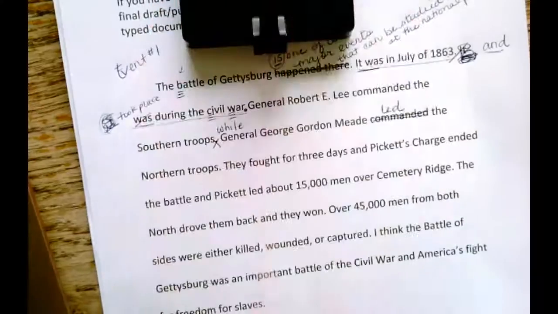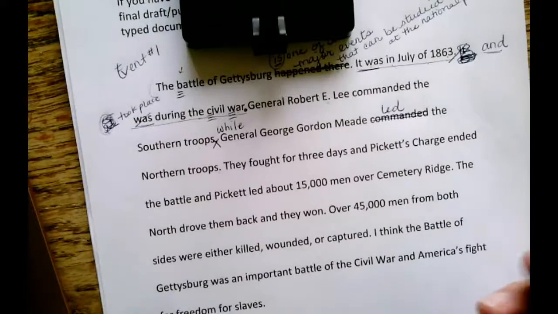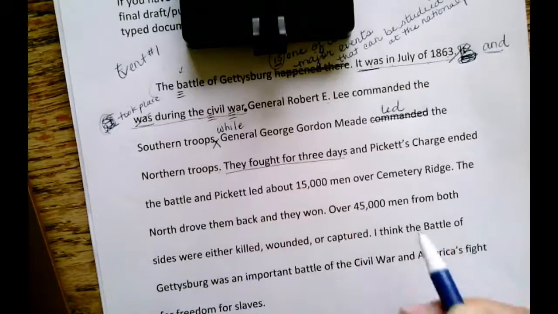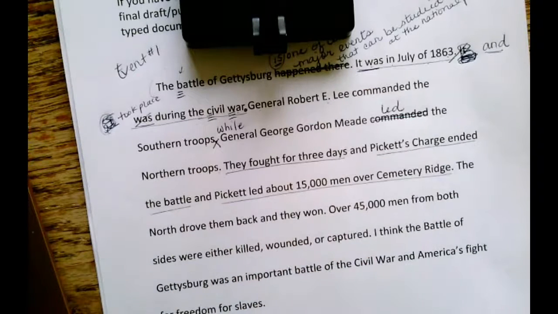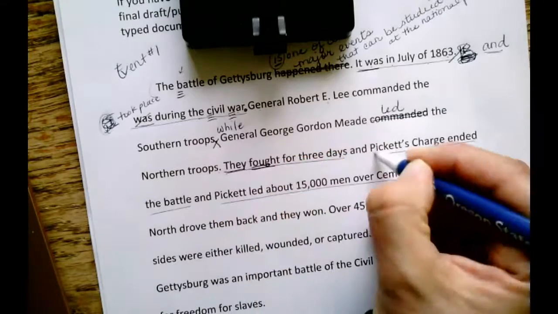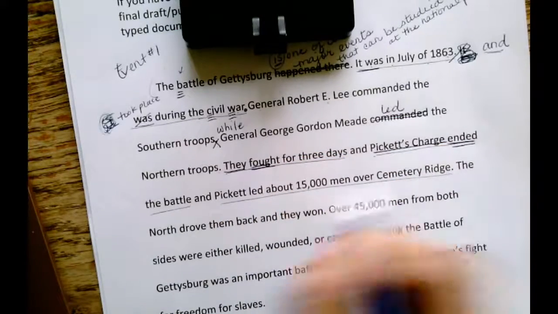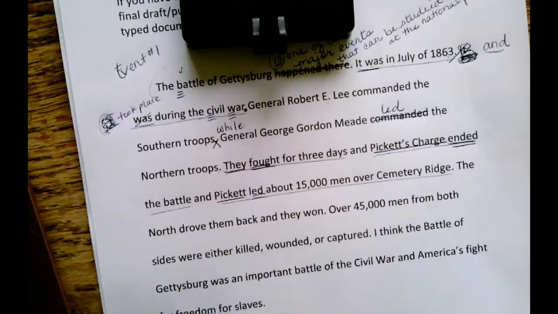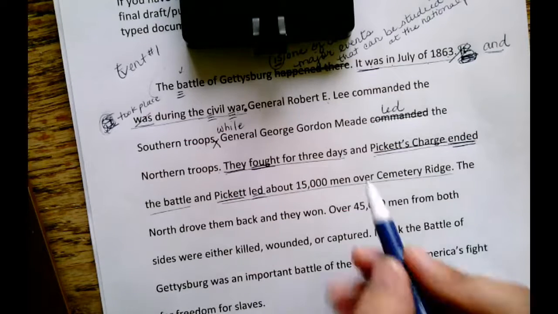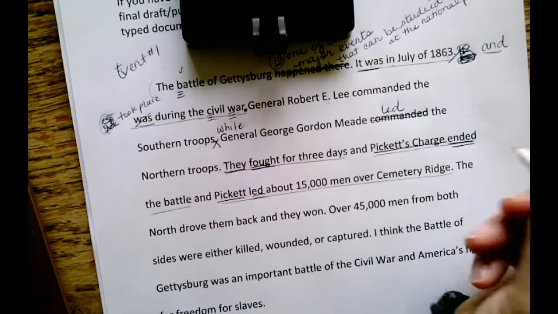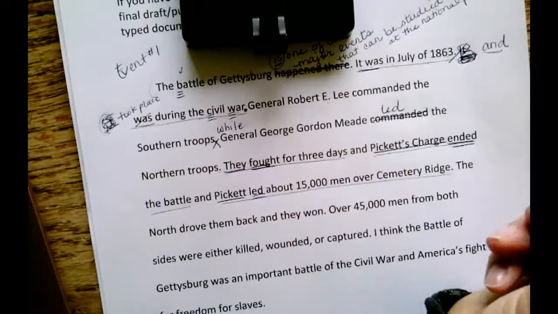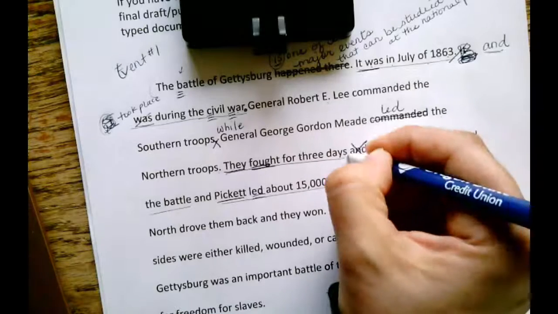Hopefully, we can pick up that there are actually 3 sentences in that sentence. They fought for 3 days, Pickett's charge ended the battle, and Pickett led about 15,000 men over Cemetery Ridge. I have 3 sentences. They fought, Pickett's charge ended, and Pickett led. 3 separate sentences, 3 separate independent clauses, but I've combined them with 2 ands, which is not okay. So I am going to get rid of this and put a period there.